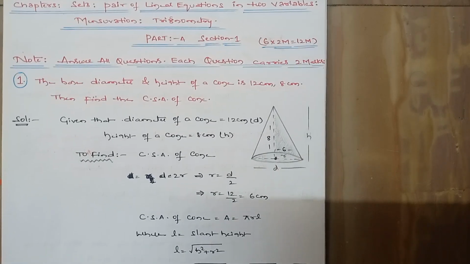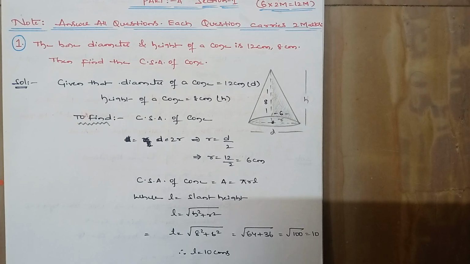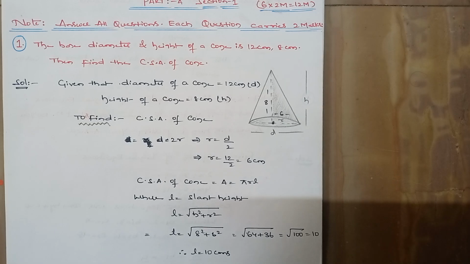Now, what is the curved surface area of a cone formula? The CSA of a cone is A equal to pi r L, guys. So the r value is known, but the L value we don't know. The L value is nothing but the slant height, as we call it.